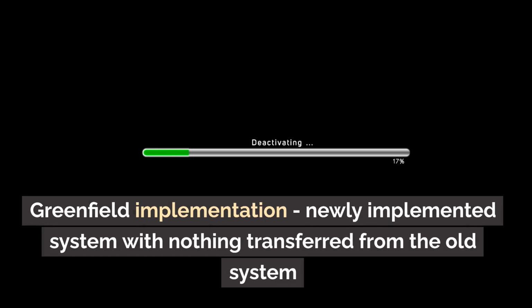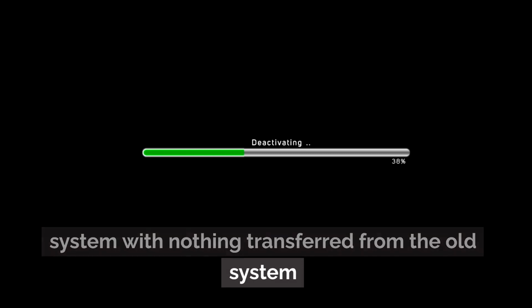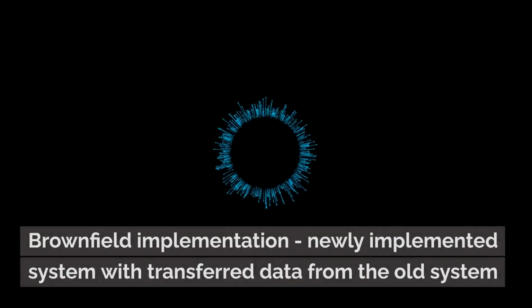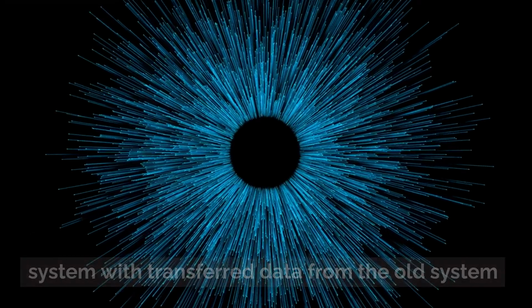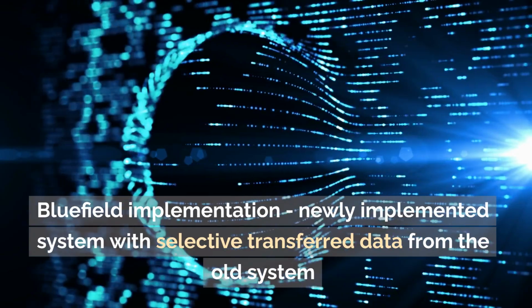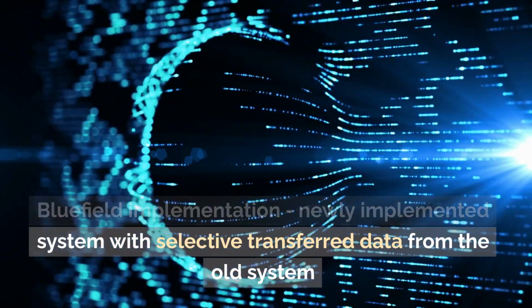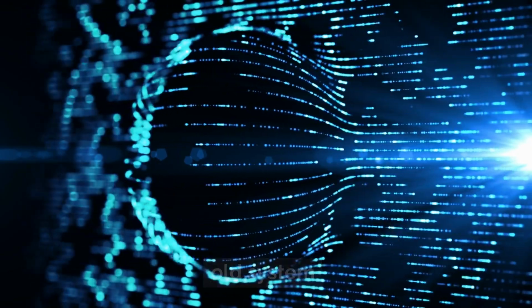Greenfield implementation: newly implemented system with nothing transferred from the old system. Brownfield implementation: newly implemented system with transferred data from the old system. Bluefield implementation: newly implemented system with selective transferred data from the old system.